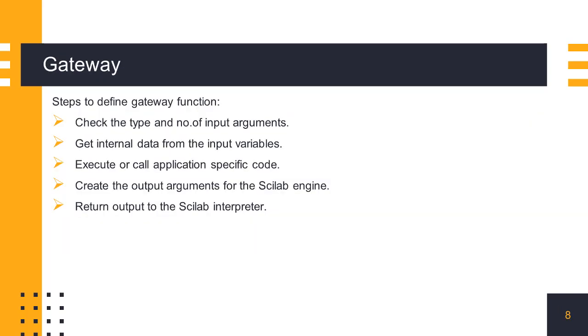Here, we highlight some basic steps to define the gateway function. First, we verify the type and number of input arguments passed to the function. Then, using the API functions, we get the internal data from the Scilab engine and use it in our program. Then our program will return the results of its computation, which we will convert into Scilab objects and finally return to Scilab.